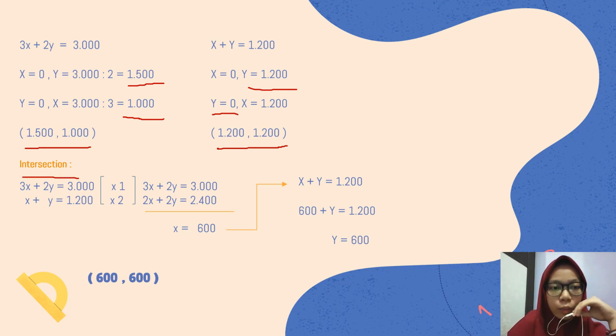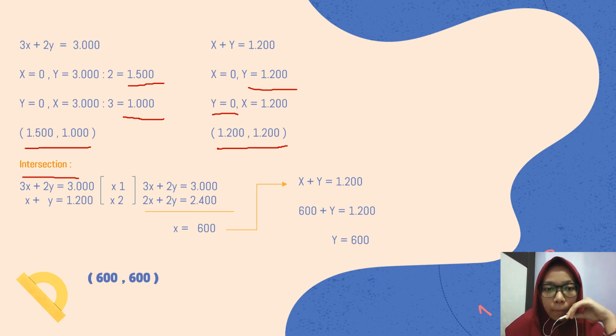As usual, we eliminate between the first equation and the second equation. The first equation we multiply by 1, and the second equation we multiply by 2. 3x plus 2y is equal to 3,000. 2x plus 2y is equal to 2,400.